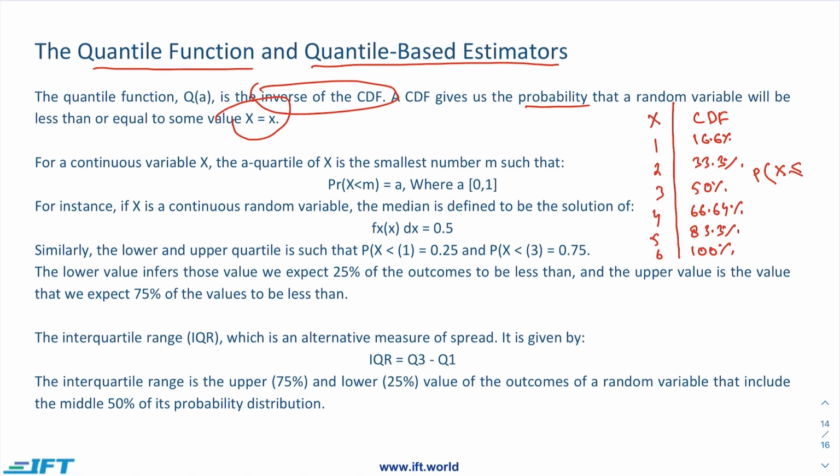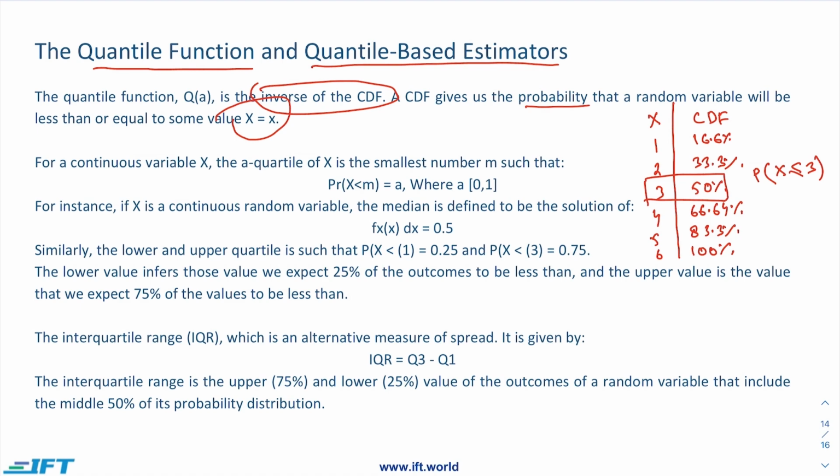So here we are saying that if we are interested in knowing the probability of x less than or equal to 3, we would be taking this value: the probability of a dice rolling and having a value of 3 or less would be equal to 50%. So this is what we do for CDF.